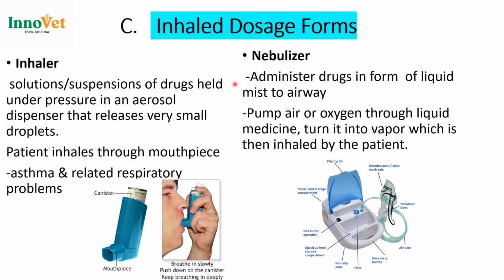Then the nebulizer. With the nebulizer, the drugs are administered in the form of a liquid mist to the airway. So there's a nebulizer machine, and this machine is used to pump air or oxygen through liquid medicine, and then this medicine can be turned into a vapor, and this vapor can be inhaled by the patient. This can also be seen in drugs that are used as CNS suppressants, the sedative drugs, and anesthetic drugs. Thank you very much for listening.